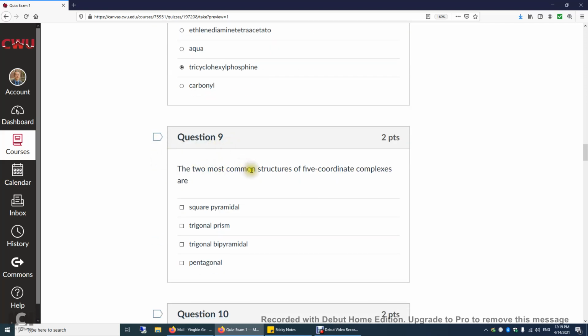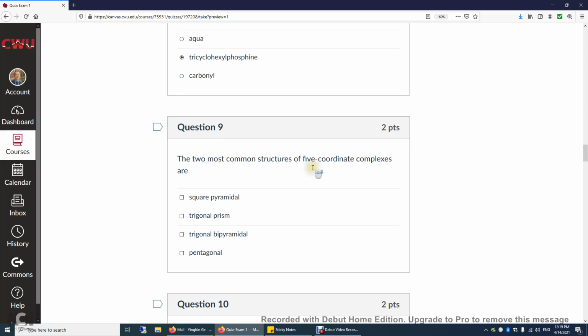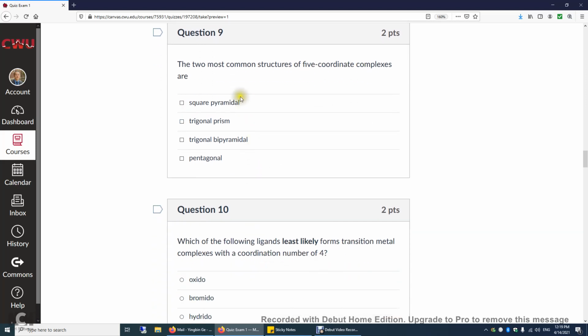Question 9. The 2 common structures of 5 coordinate complexes. This is easy, square pyramidal or trigonal bipyramidal. So that's pentagonal. Very, very rare. I haven't seen any, honestly. So these 2 are really common, and these 2 options are discussed thoroughly in the textbook. Again, square pyramidal and trigonal bipyramidal.